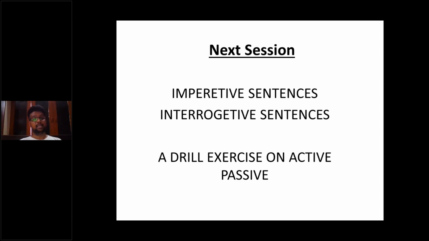In the next session, we will discuss imperative sentences and interrogative sentences. These two sentence types are very beneficial for OET speaking, where you are asking your patient a number of questions. We will perform a drill exercise on the active and passive voices, their role in speaking and writing. We will also incorporate a sample OET letter so that you are able to understand it in a better manner.